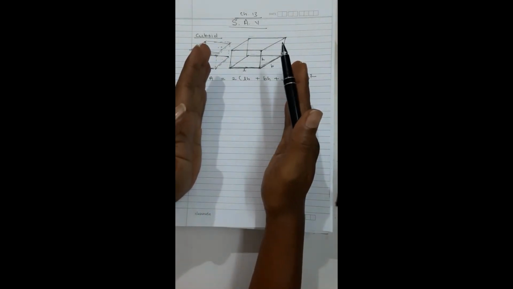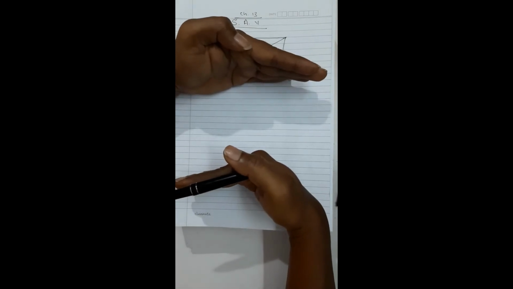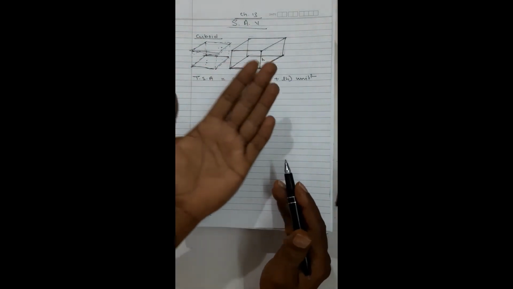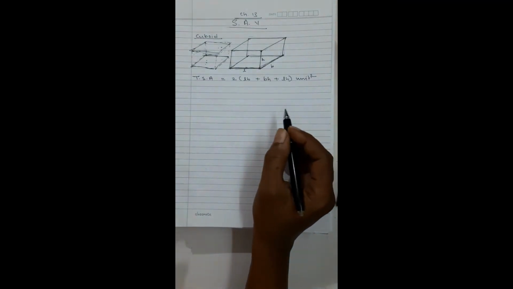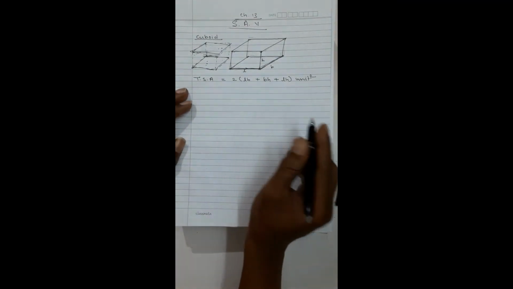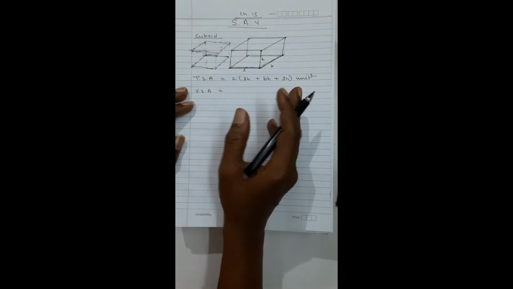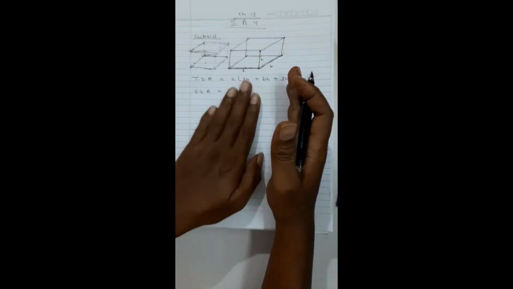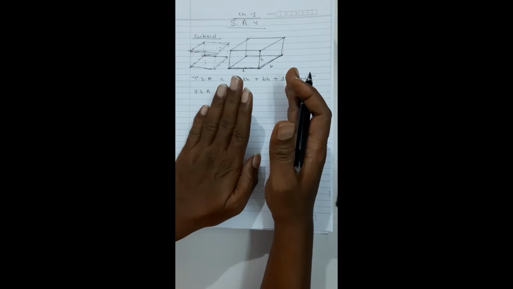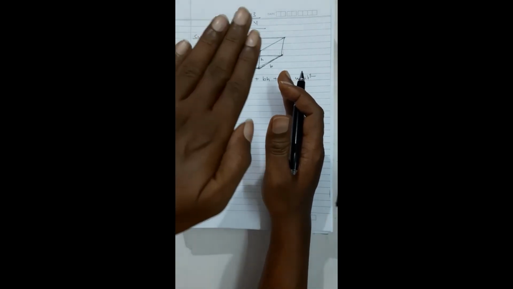Total surface area includes all the 6 faces, 4 vertical surfaces like this, and one is the floor and the other one is the ceiling. Like this, there are 6 surface areas, that is total surface areas. Then we should always know the vertical surface areas also, when you are talking only about the vertical surfaces. There is no floor involved and there is no ceiling involved.